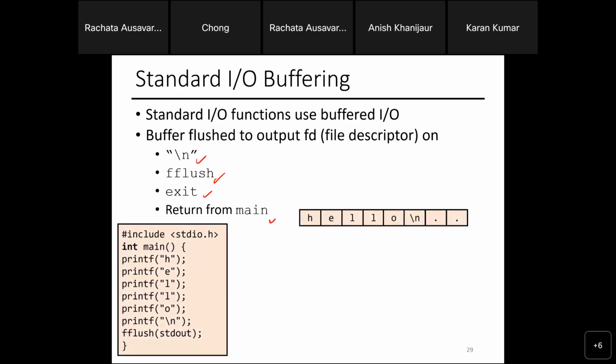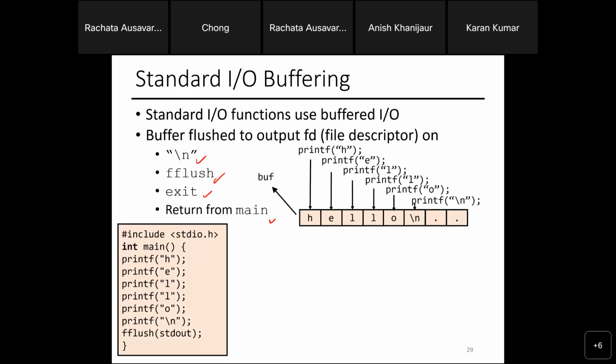What would happen inside the buffer is, even though we do printf, right? These are treated as a file, and when it's treated as a file, these are IO. And IO again takes a long time. So what do you do? Buffering. I put H in, E in, L in, O in, and then I get the new line.